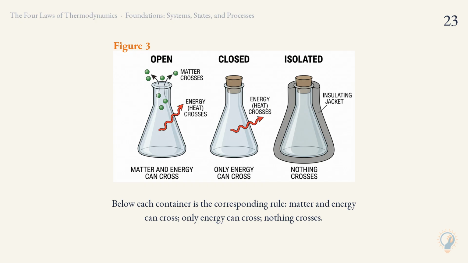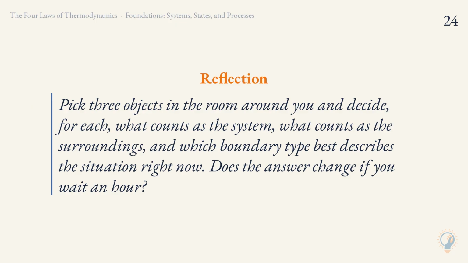Below each container is the corresponding rule. Matter and energy can cross. Only energy can cross. Nothing crosses. Pick 3 objects in the room around you and decide, for each, what counts as the system, what counts as the surroundings, and which boundary type best describes the situation right now. Does the answer change if you wait an hour?